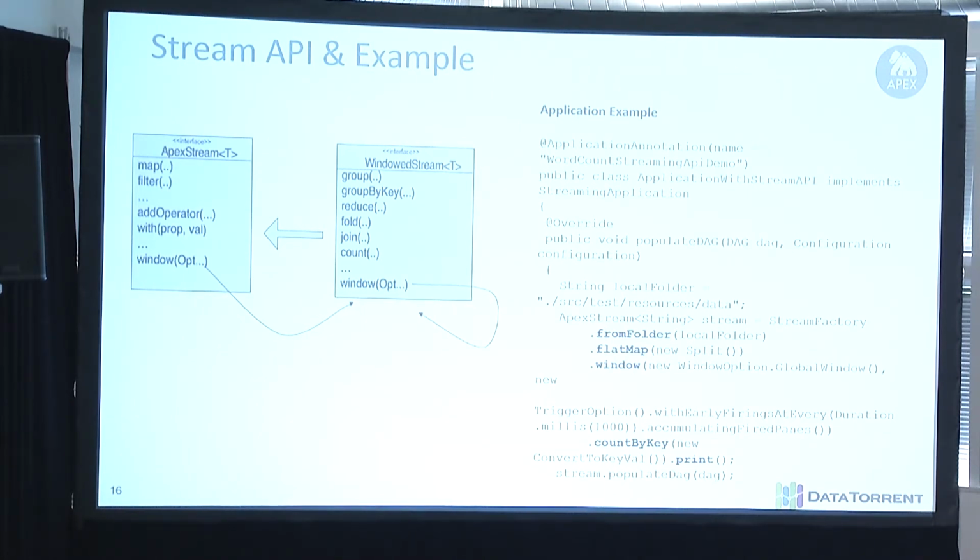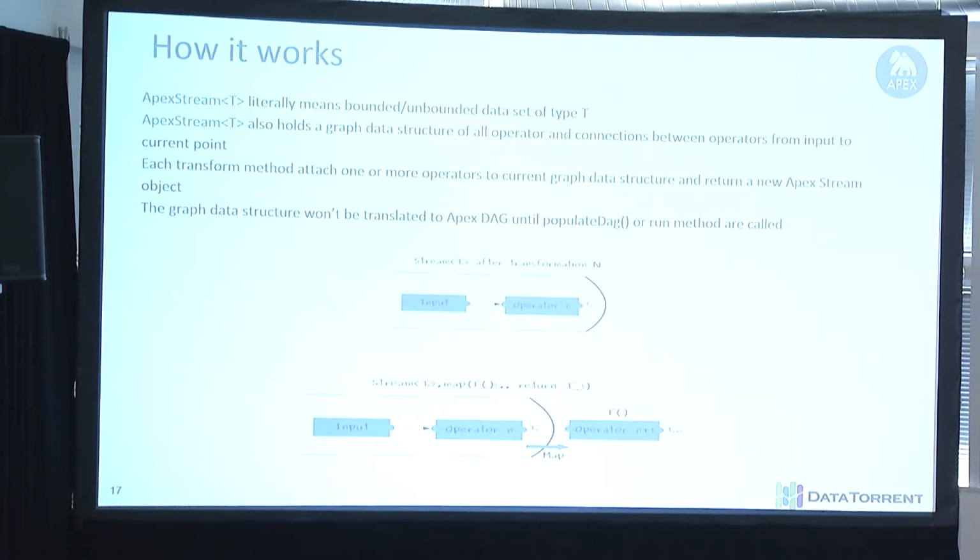After all of these transformations are done, you essentially take a stream and add a transformation. Every transformation will basically add one or more operators to it, with a start and an end. And then when you call populate DAG, that stream will essentially decompose into a DAG like it does before, and everything works the same as is. I think I covered this slide in the previous one.